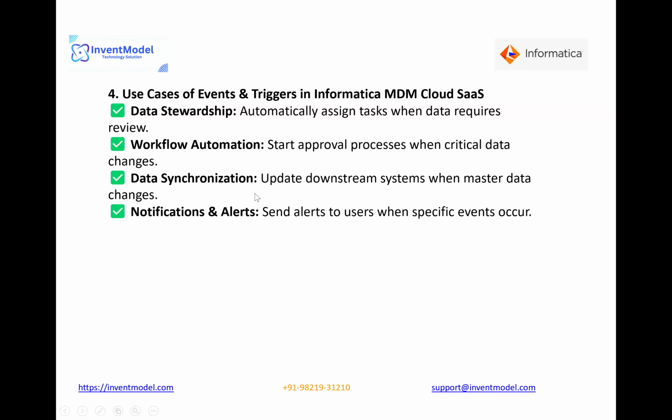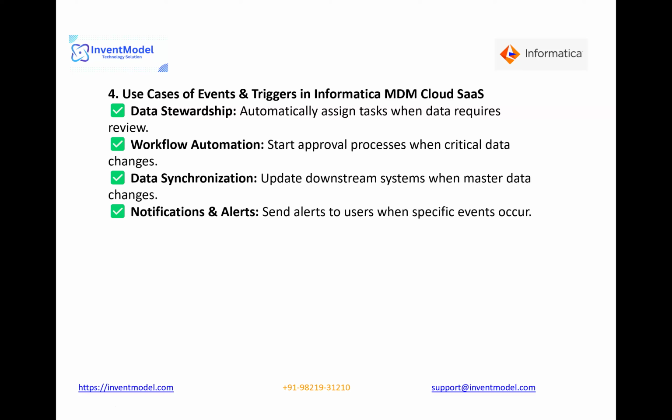Third is data synchronization. In this we update downstream systems when master data changes. So basically when the master data is getting changed, the changes should reflect to the lower records. So this is data synchronization. This is also one of the use cases.